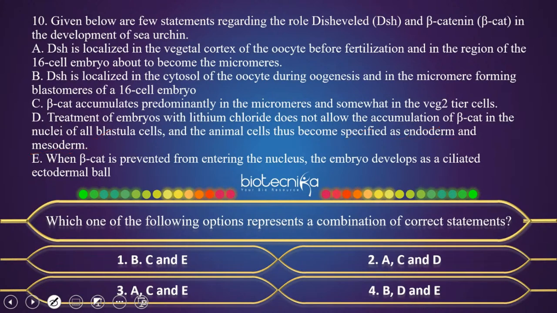But this part is not correct. It is saying lithium chloride does not allow the accumulation of beta-catenin. It's the other way around. Lithium chloride allows the accumulation of beta-catenin in nuclei of all blastula cells. That is why D is not correct. Correct answer is A, C and E. Third answer: beta-catenin is required for vegetalization, endoderm and mesoderm formation. But if it is not allowed to enter the nucleus, which is needed for transcription factor activation, how can it give the signal? So the entire thing forms an ectodermal ball.